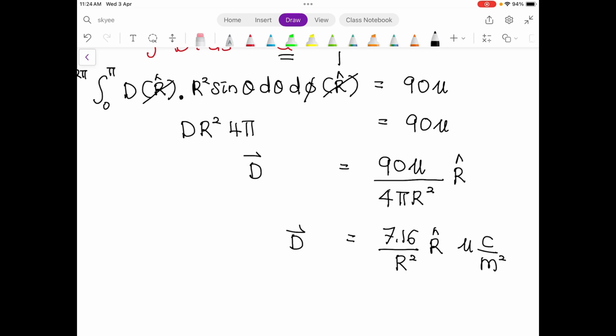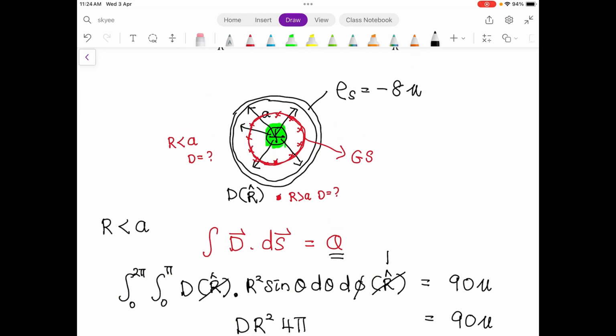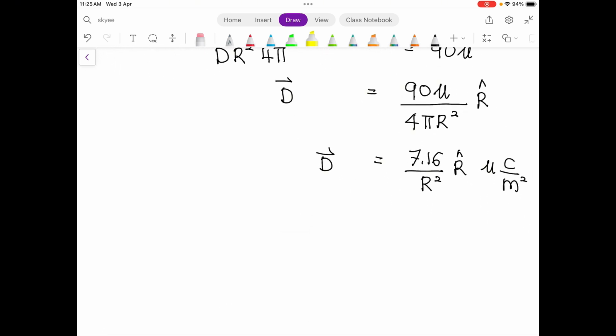Maybe someone will ask why we didn't consider the charge on the spherical shell. This is because the Gaussian surface doesn't enclose the spherical shell, it only encloses one charge. So in this case we only consider the point charge. This is the answer when r is less than A.